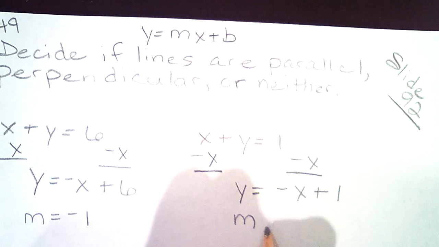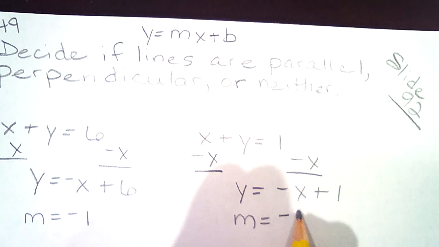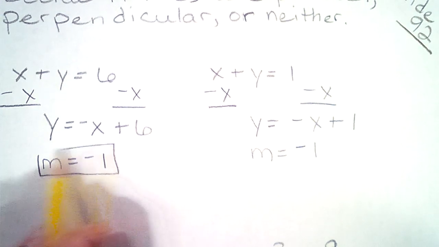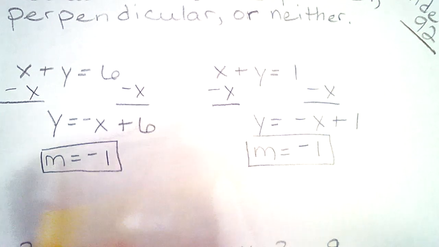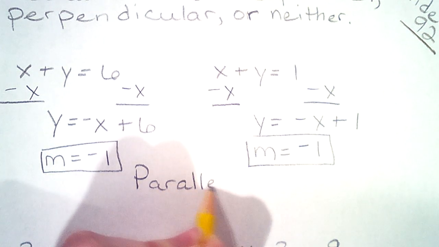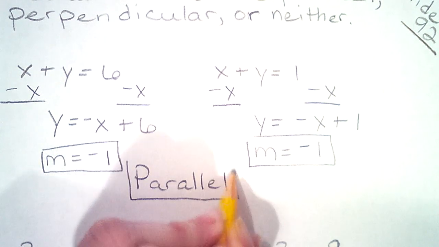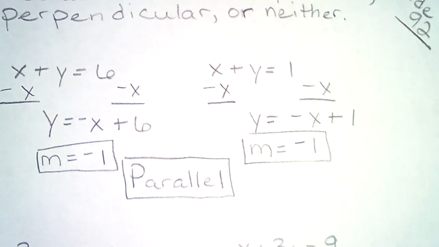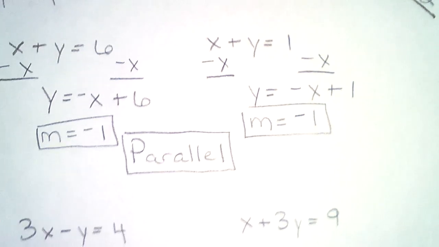And again, I have that slope of -1 here and here, which means the lines are parallel. They have the same steepness. They run side by side. They will never make contact with one another. Same distance apart.